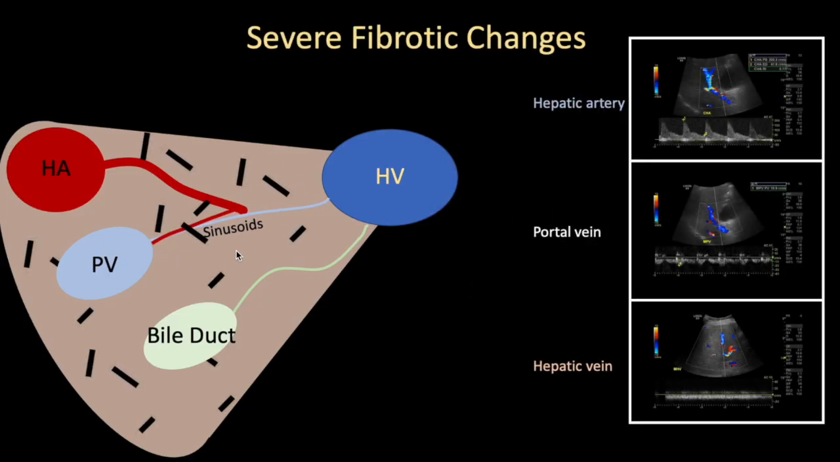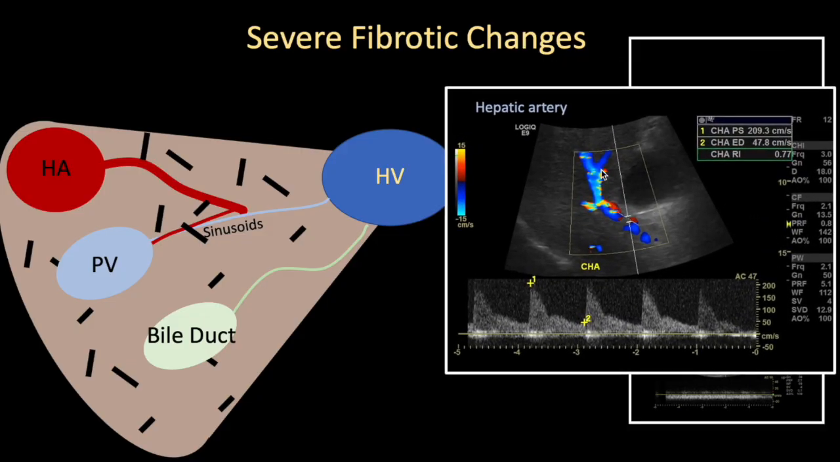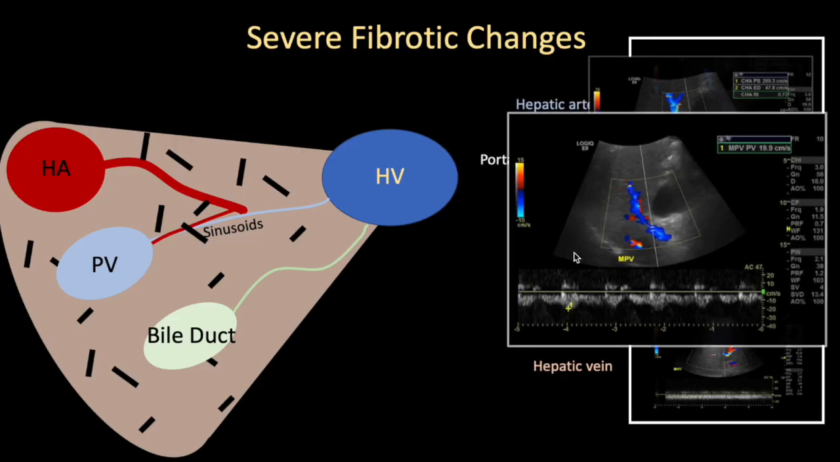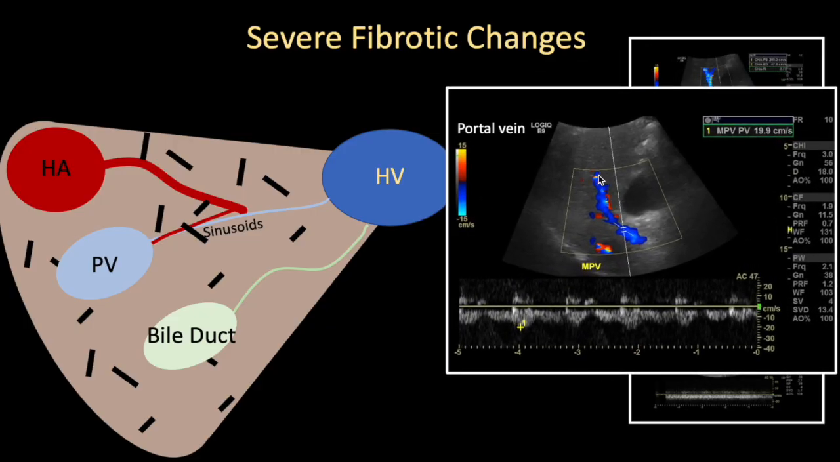Now, what happens when you have severe fibrotic changes? Well, a number of things happen, but your hepatic artery velocity is going to be increased. You're going to see potentially reversal of flow within the portal vein. Initially you'll get reversal of flow within the peripheral branches before progressing to the main portal vein.